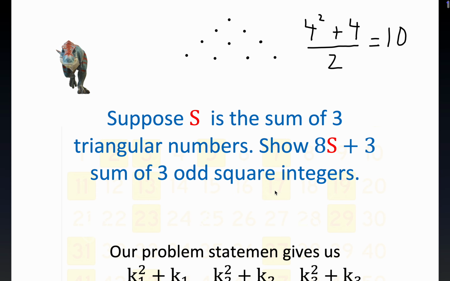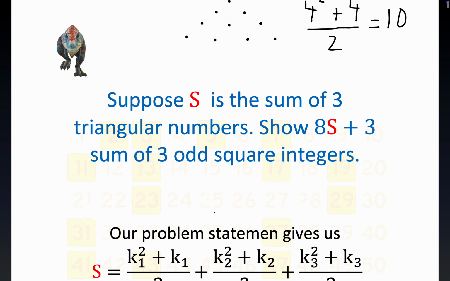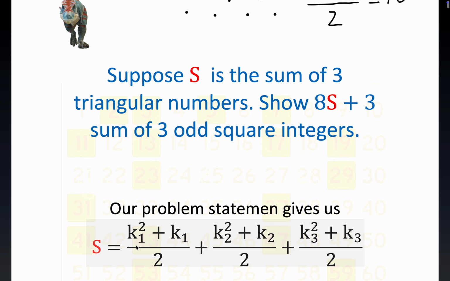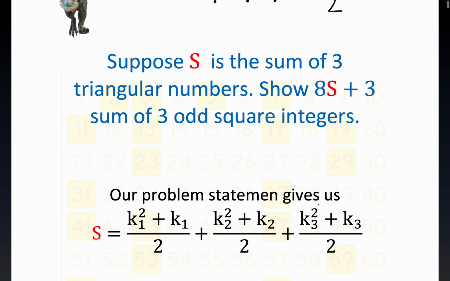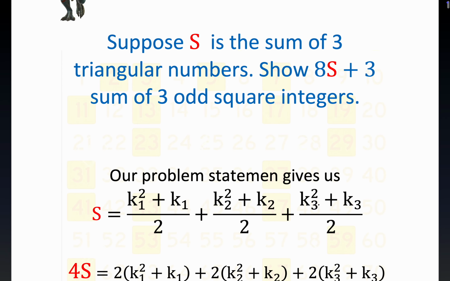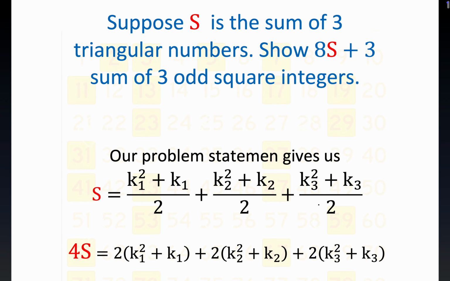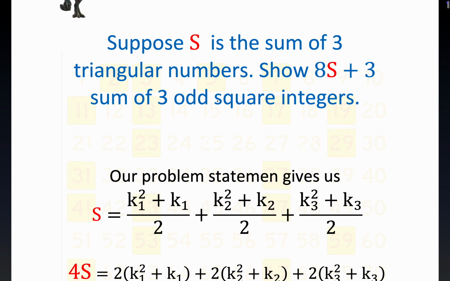And again, this is kind of a strange wording. I like it better than what I've seen in some number theory textbooks. But based on what I just showed you, we can write S this way: 3 different integers, k1, k2, k3, each in this form that you see up here, 4 squared plus 4 over 2 is equal to 10. So we start with that, and then we do a little bit of algebra, and the algebra is a little, shall we call it, unmotivated, but we're trying to get it in a form where we can recognize 8S plus 3 as the sum of 3 odd squares.